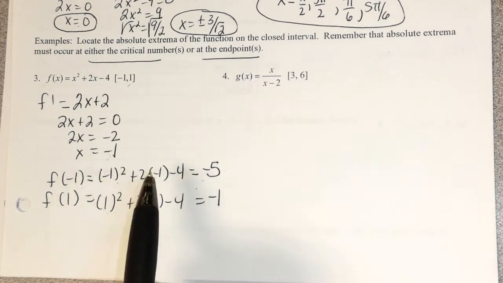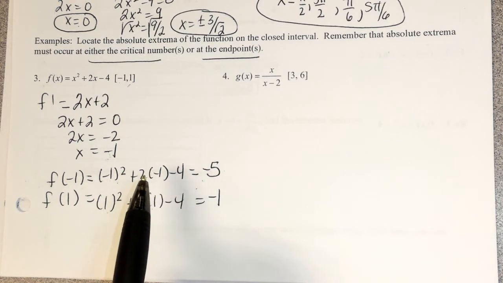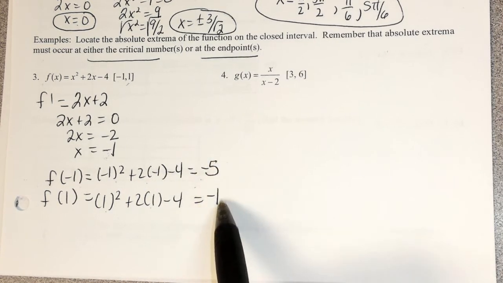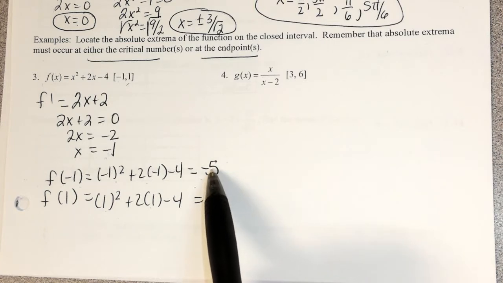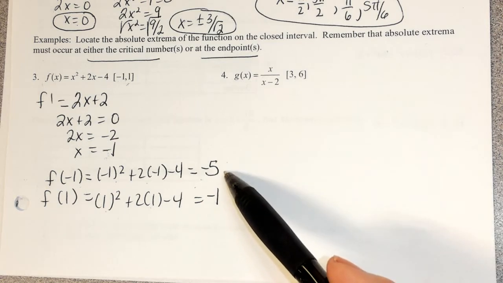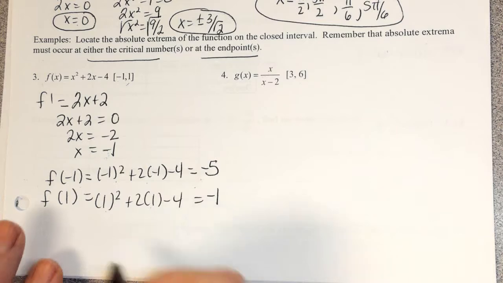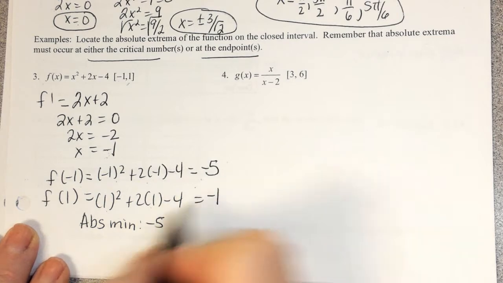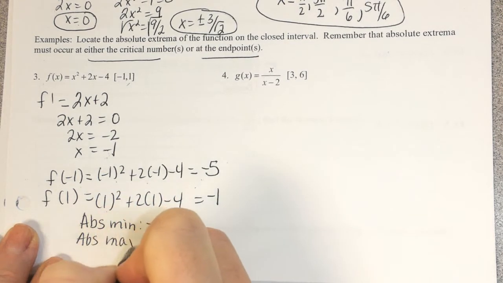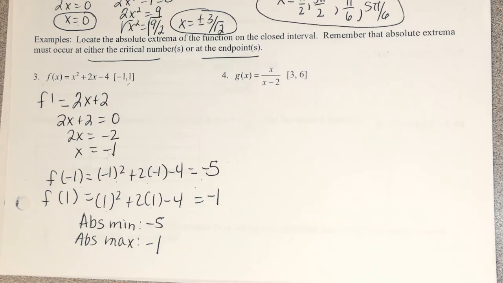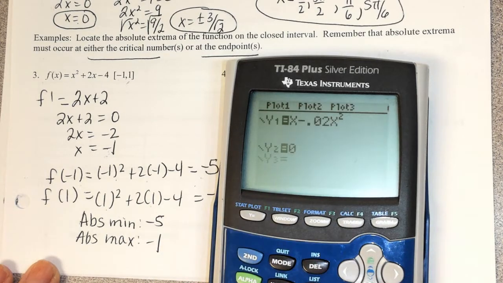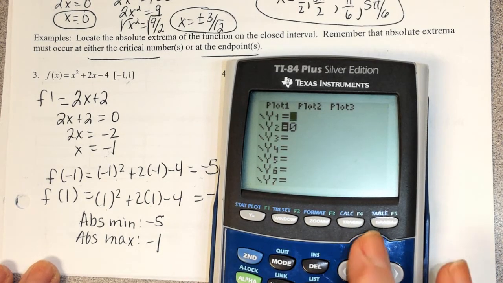The only possibility for an absolute highest point or absolute lowest point are these two y values. Which one of these, what's this one going to be then? Is that an absolute max or an absolute min? It has to be an absolute min, doesn't it? Because it's lower than this one. So I would say my absolute min is at -5. My absolute max is at -1. Now, I don't really want you using your graphing calculator to do these, but I want you to understand what it is we're actually doing there.